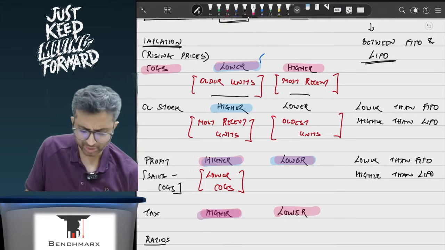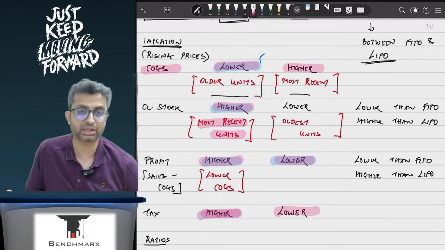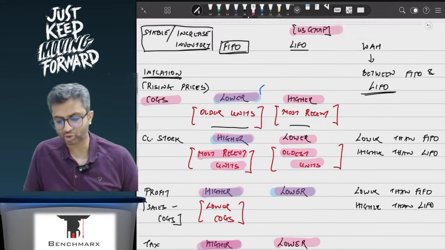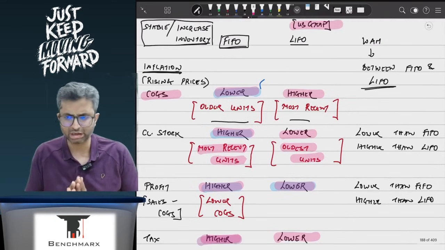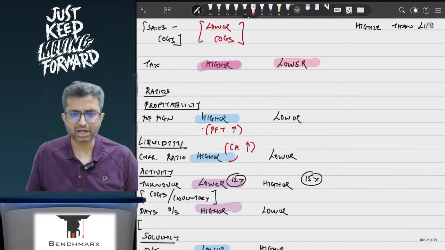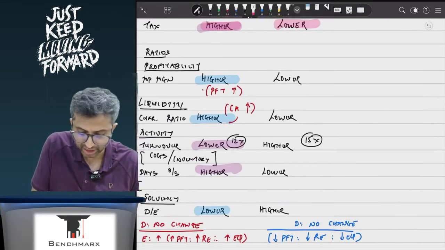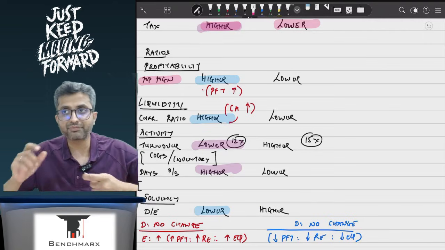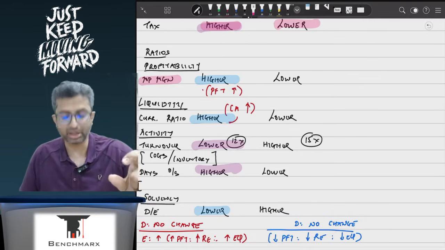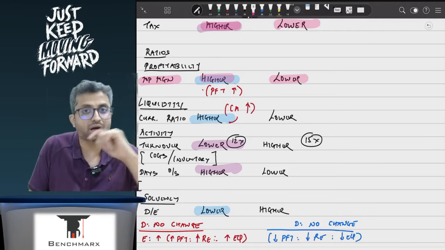However, when I look at the inventory position, because the most recent items are in the FIFO inventory, that closing stock will be higher. The oldest units are in LIFO inventory, so closing stock will be lower. Weighted average, you remember, is going to be somewhere in the middle. Now, apart from that, there are certain ratios. So if I look at the ratios pertaining to profitability, like the net profit margin, because the FIFO net profit is higher, the NP margin under FIFO will be higher as compared to that under LIFO.